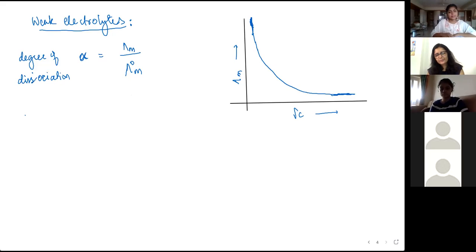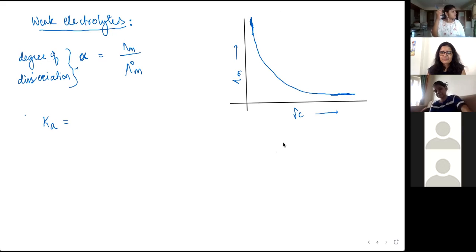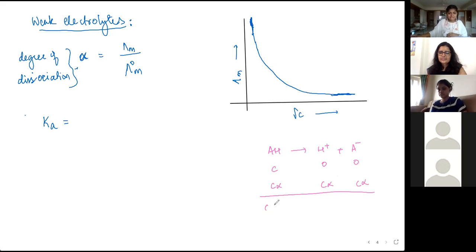Now going back to your grade 11 stuff, do you remember what Ka, Kb is, what is the expression for Ka? Do you remember the formula? No? Okay, we'll do a quick refresher here. It's pretty easy. Let's say you have acetic acid or a weak acid, AH, which gives H plus and A minus. Concentration at t equal to 0, you've taken C amount of it, and there was 0 and 0. After a while, if the degree of dissociation was alpha, so C alpha has dissociated, which means that there is C into 1 minus alpha remaining of this, C alpha of this, and C alpha of this.